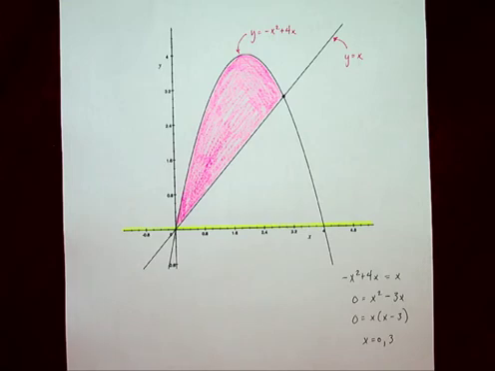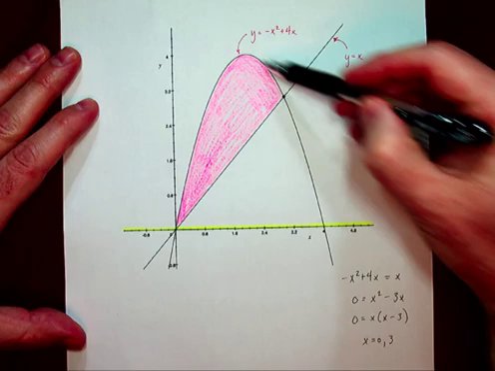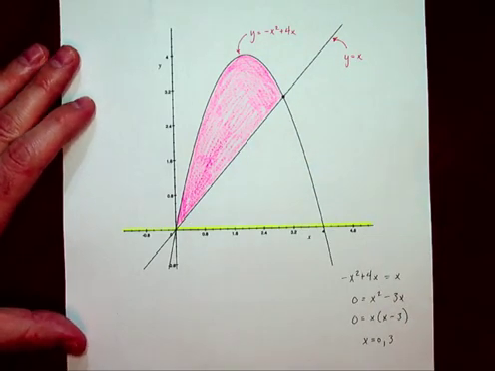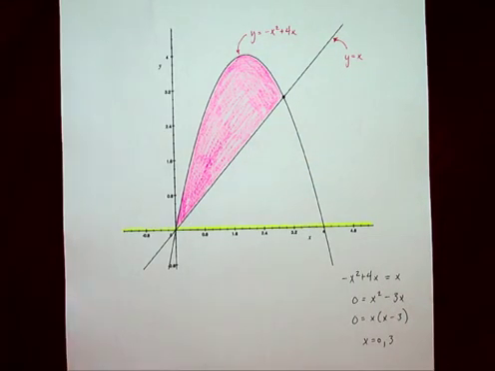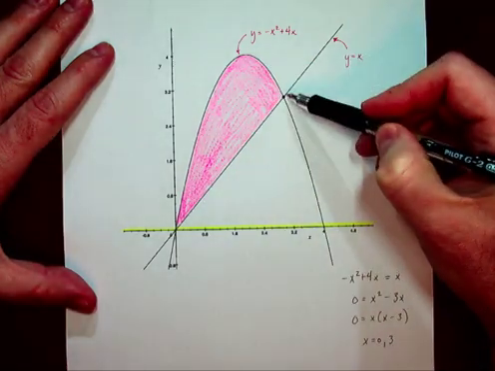Now, when you have a region that is not flush against the axis of revolution, you're of course going to be dealing with washers, and you have to identify your big radius and your small radius. The big radius is going to be determined by the one that is farthest away from the axis of revolution and is going to create the outside of that solid of revolution. And that, in this case, is going to be that quadratic right there.